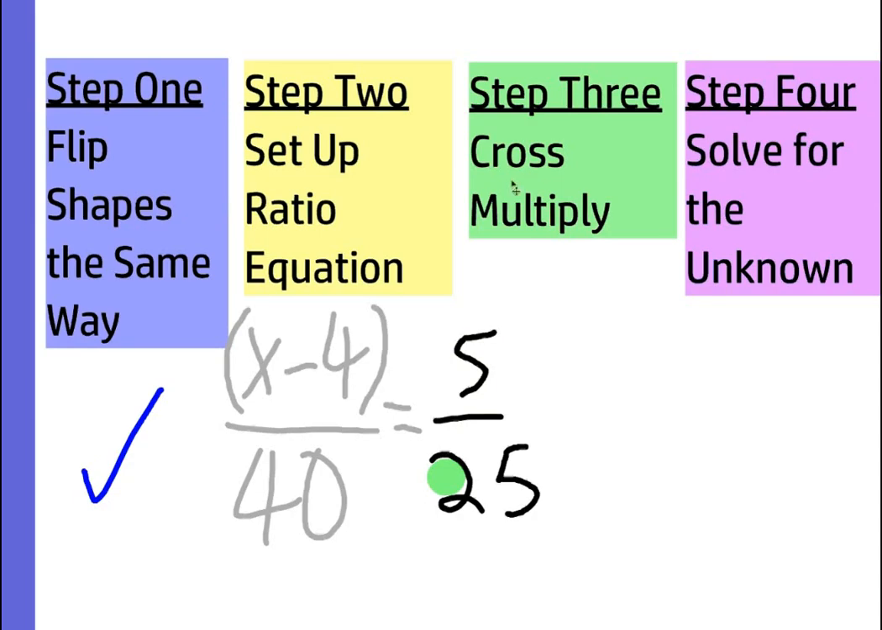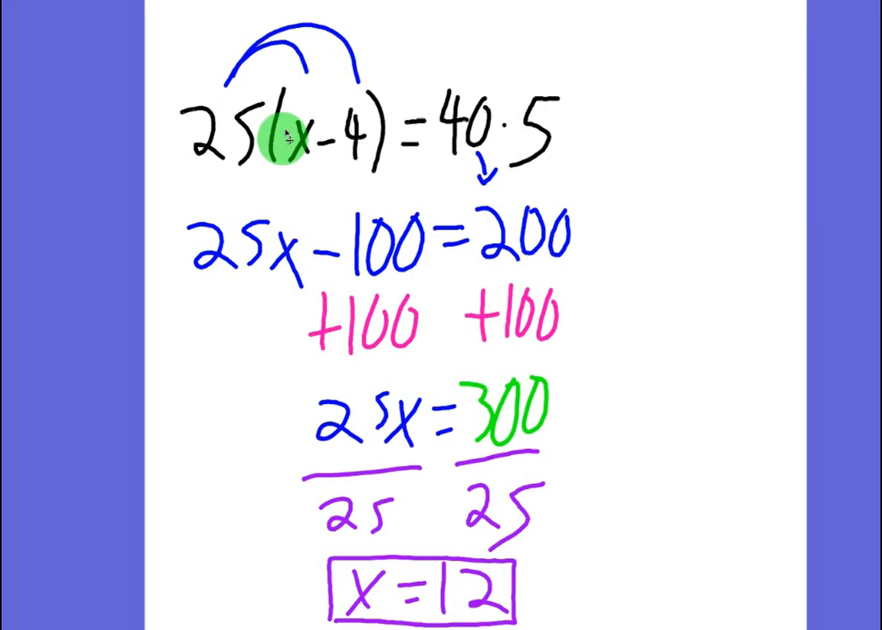This one's a little bit different because we have a binomial. So it would be x minus 4 times 25 equals 40 times 5 when we cross-multiply. After that point, we need to distribute the 25. It will be 25 times x and then 25 times 4, which is minus 100, equals 40 times 5, which is 200. Then you'll add 100 to both sides. You get 25x equals 300. Divide both sides by 25, and you get x equals 12.